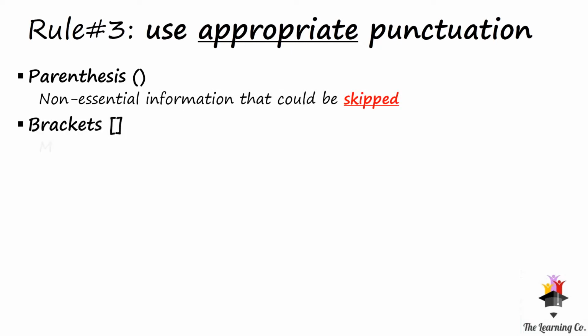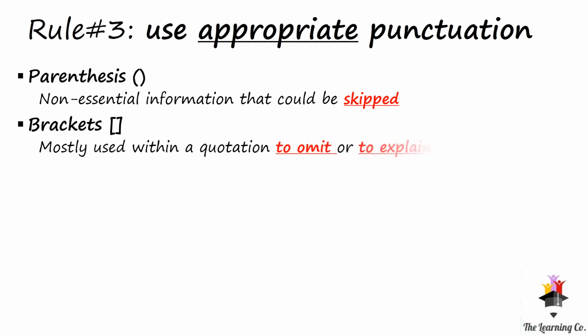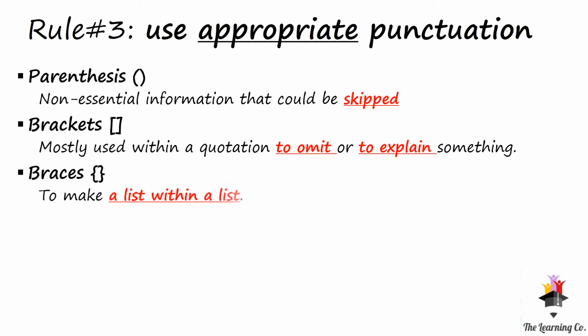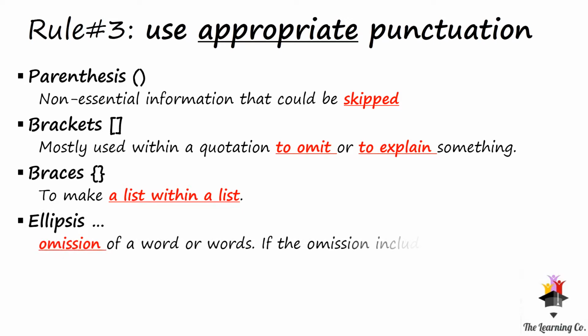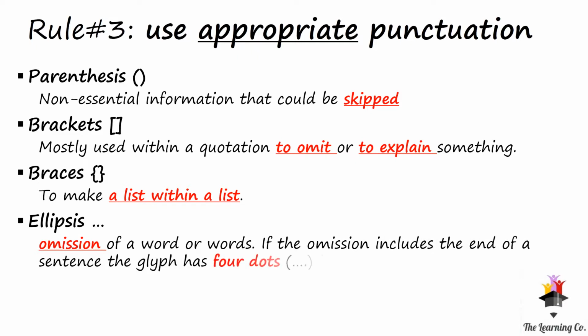Brackets are most commonly employed in academic writing within a quotation, where the writer is omitting or explaining something. Braces are used quite rarely and are employed to essentially make a list within a list. Ellipses. 3 dots mark the omission of a word or words. If the omission includes the end of a sentence, the glyph has 4 dots instead of 3.